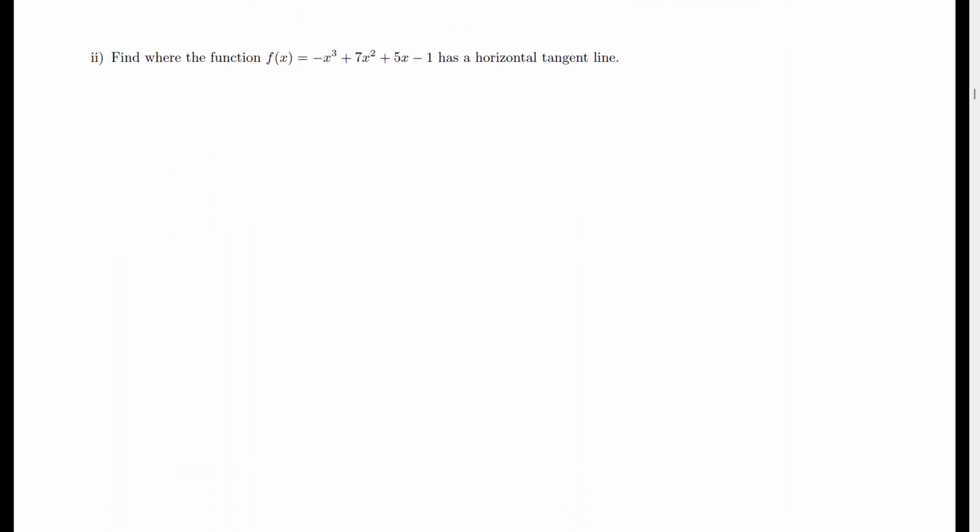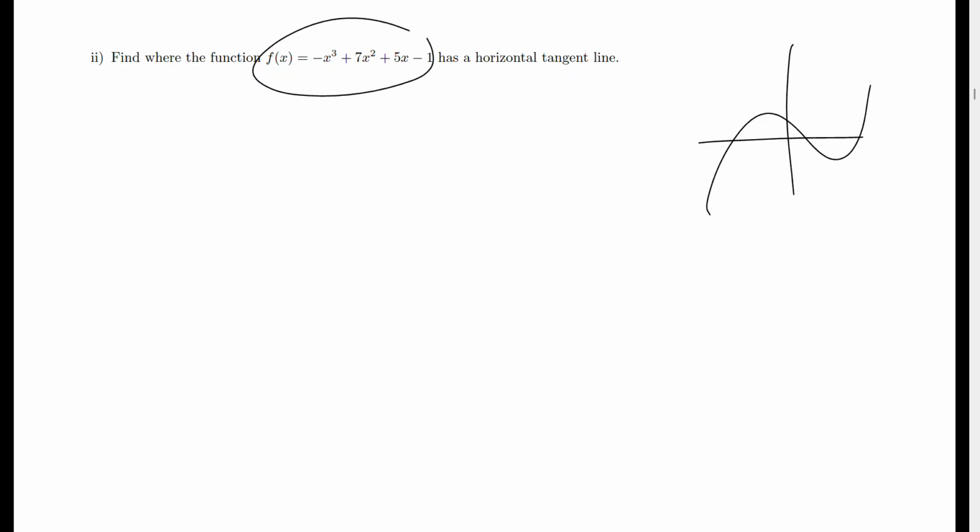Okay, so great. Now the question is to find where the function f of x, which is the same function as above, has a horizontal tangent line. This function f of x looks like some kind of a cubic. There are probably places on the graph where the line tangent to the curve is going to be horizontal. We want to know what is the x value where that's happening.